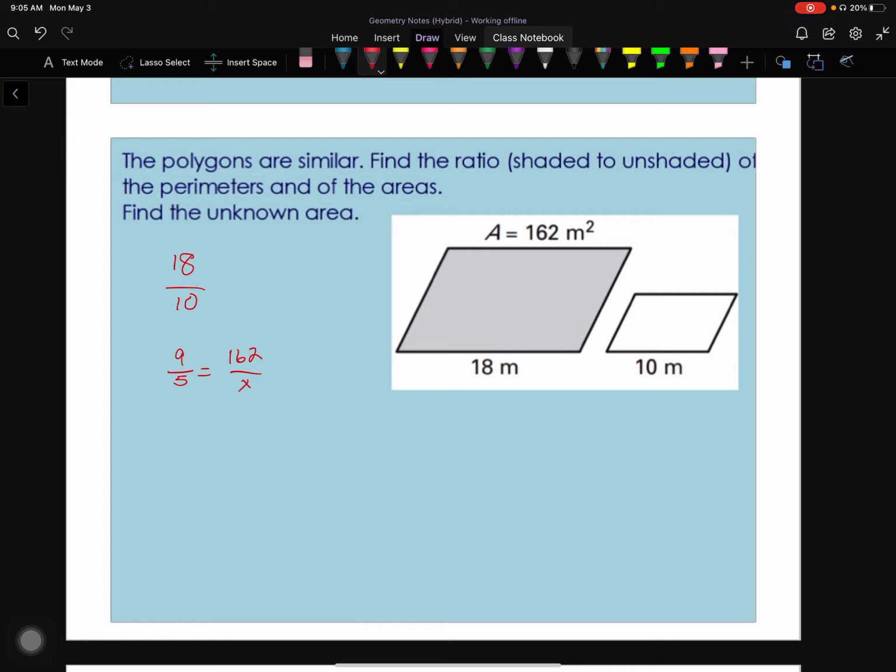Again, you can't just set these equal. You first have to square them. So 9 squared is 81, 5 squared is 25. Now I can set it equal to the areas. So now we're going to have to multiply. So 81x equals, I'm cross multiplying, so now I can take 25 times 162, and we get 4,050. Divide both sides by 81. The area of the unshaded figure is 50 meters squared.